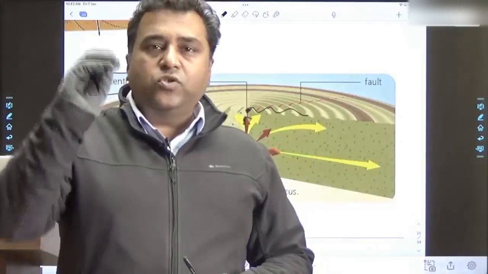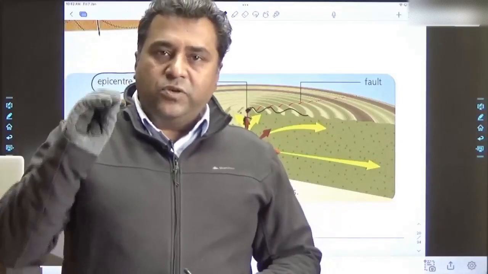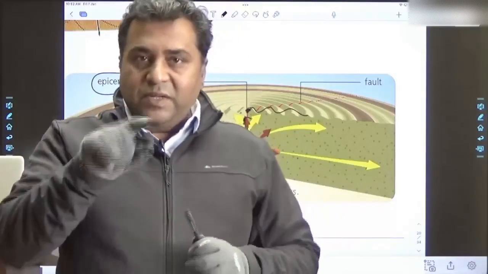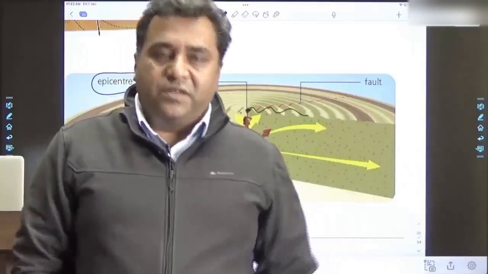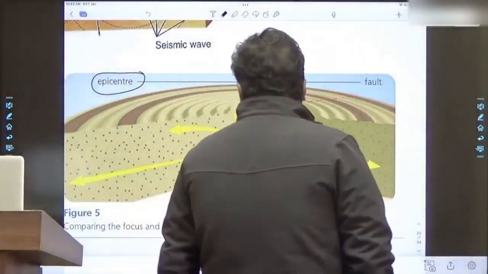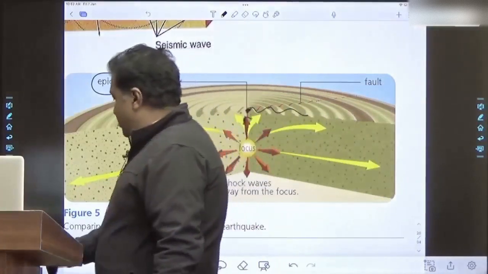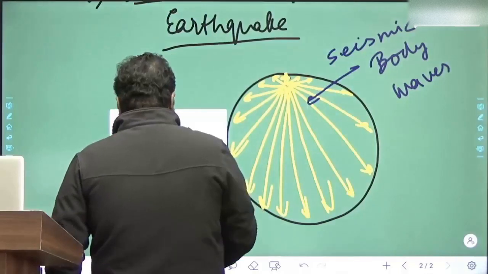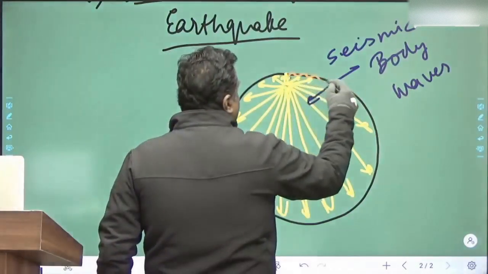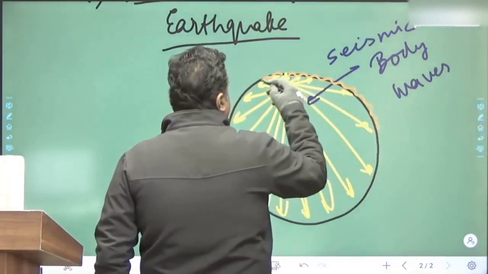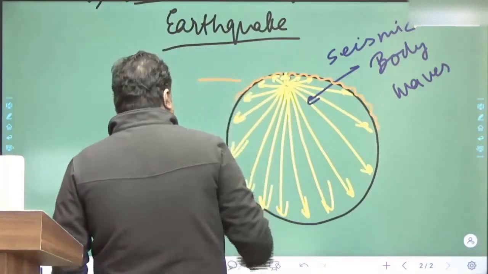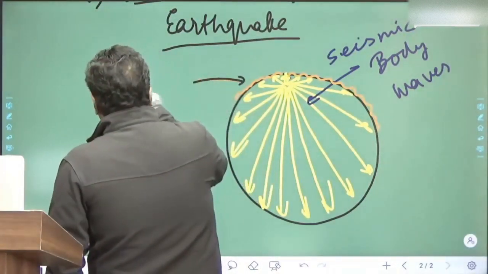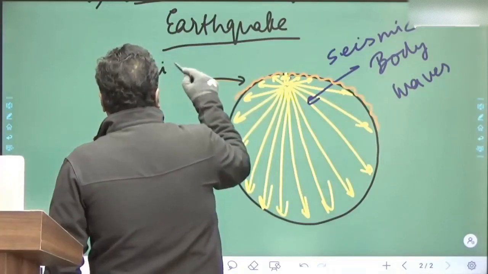It is like throwing a stone in a lake. When you throw a stone in the lake, a wave is created on the surface of the lake. Like that, from the epicenter, a wave is created on the surface of the earth. These waves which are created on the surface of the earth would be, for example, like this. On the surface of the earth, a wave will be created. This wave that is created on the surface of the earth, we call it the seismic surface waves.